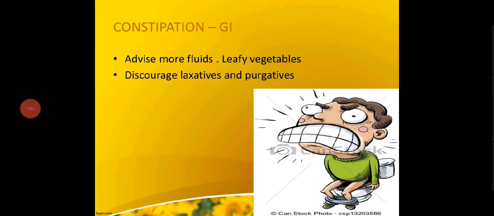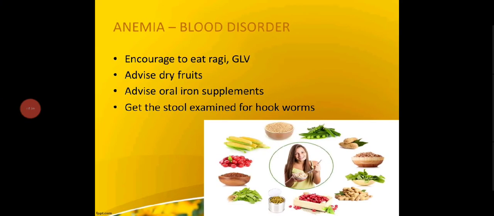Constipation, if there is any: advise more fluids and leafy vegetables. Discourage laxatives and purgatives. Okay, it's an unnatural thing, so you can ask the person to have more fluids and leafy vegetables. If there is anemia, encourage eating ragi and jaggery and advise dry fruits. Advise oral iron supplements. Get the stool examined for hookworm. If there is hookworm, oral iron supplements can be given.